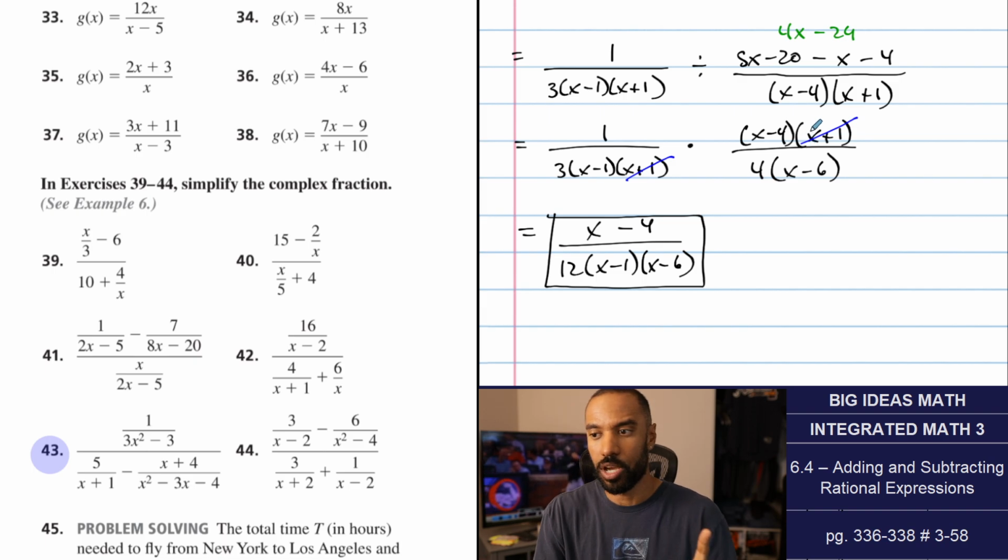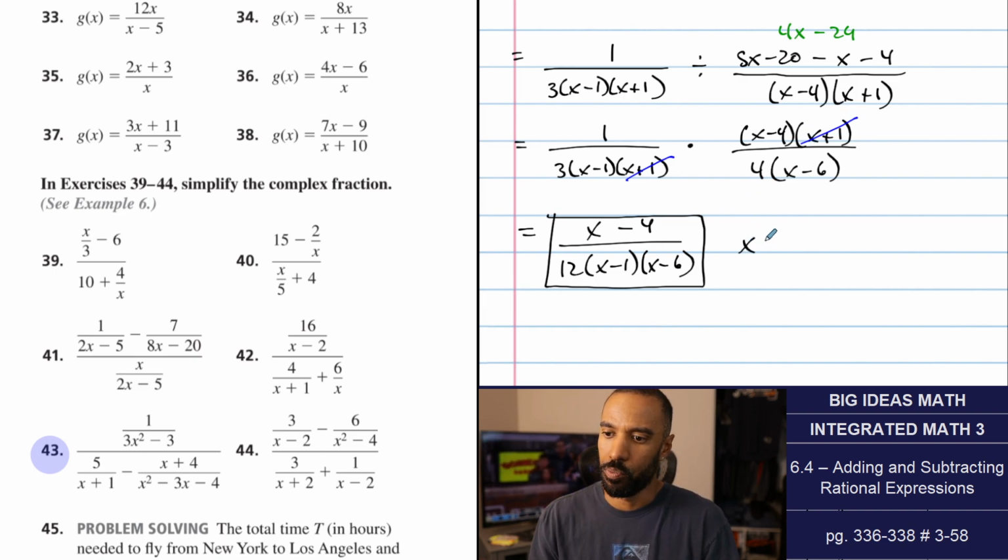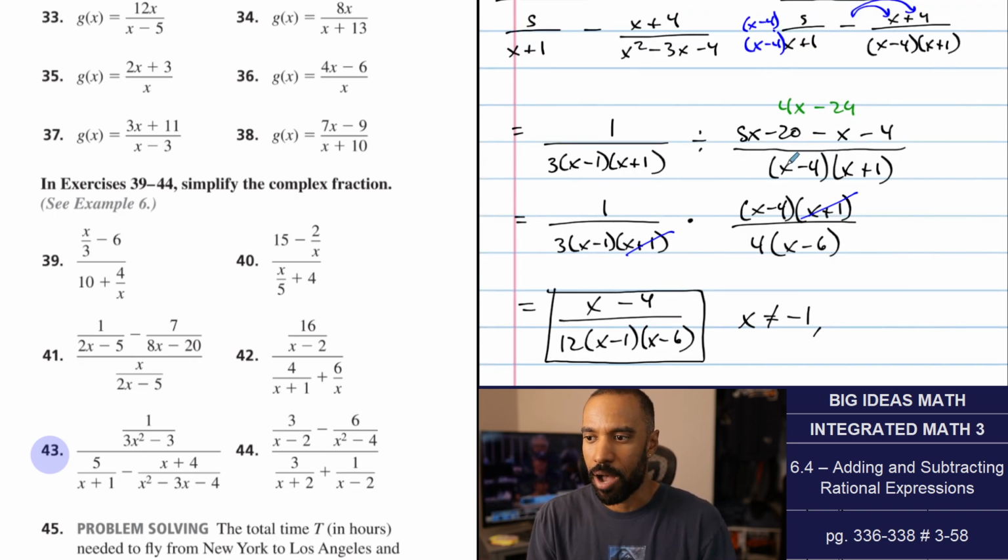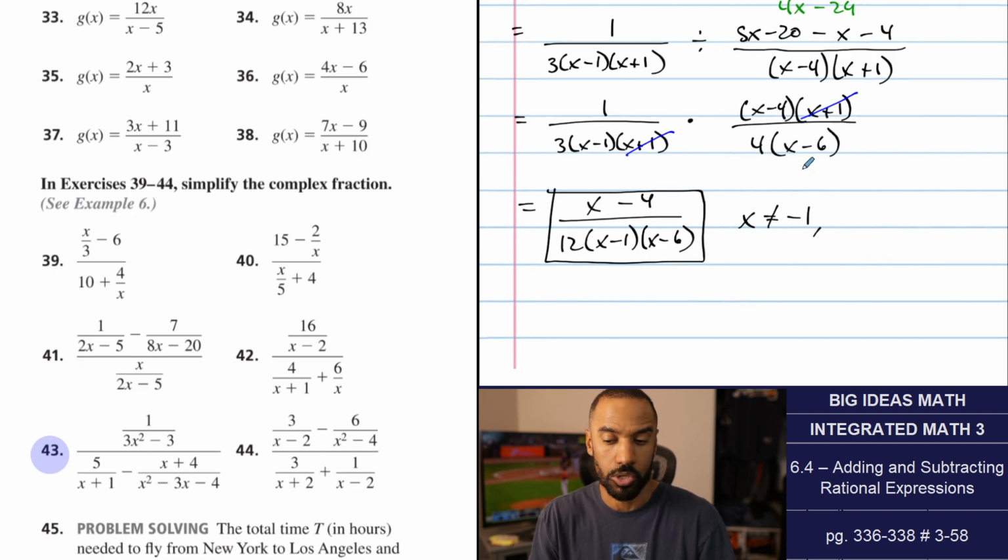As far as restrictions go, x can't equal -1. We just saw the cancellation of that. So x can't equal -1. And previously on bottom, we had an x minus 4 and an x plus 1 before it flipped. So x can't equal +4 or negative. Oh, wait, -1 was already canceled. So x can't equal +4 either. So -1 or +4.